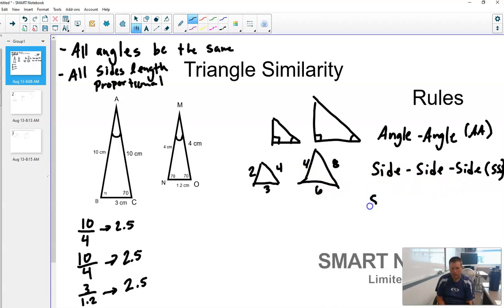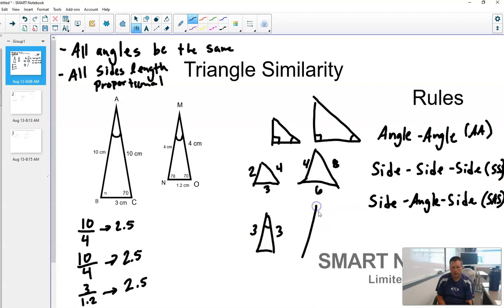And then the third one is a side, and then the angle that's included. So what I mean by that is this. Let's say I know that this side right here is 3, and then I know this angle, and then I know this side over here is 3. So this would be side, angle, side. And again, that angle has to be in between the two sides. It can't be over here because that's not in between. And this is what we call side, angle, side. And the sides have to be proportional.